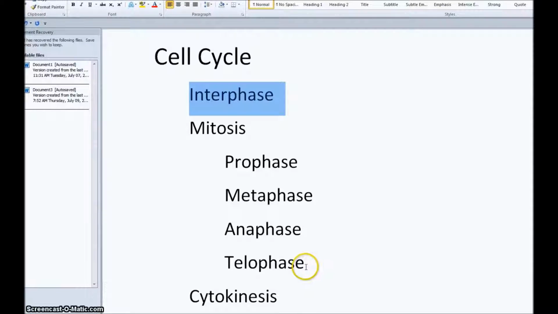So what ways can we look at that mitosis does not duplicate the cell? It duplicates the nucleus, okay? That's what it does.